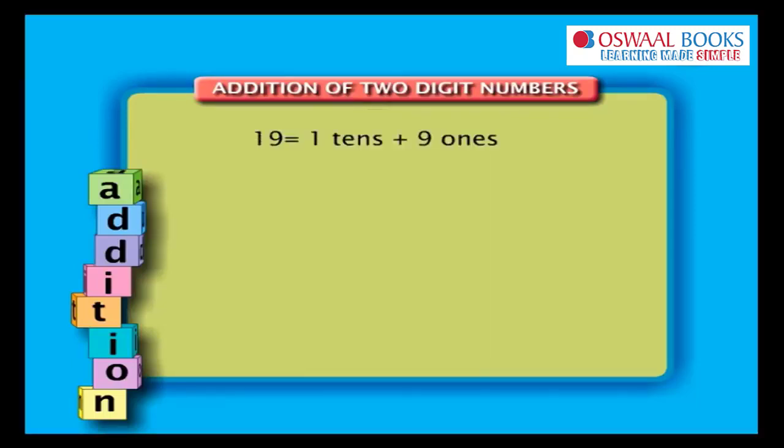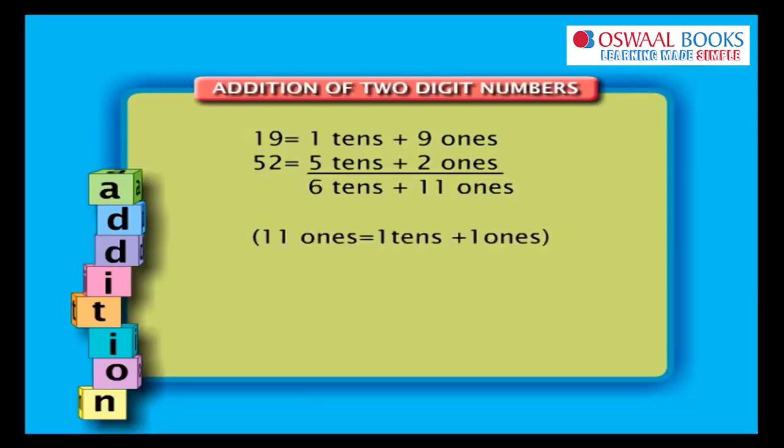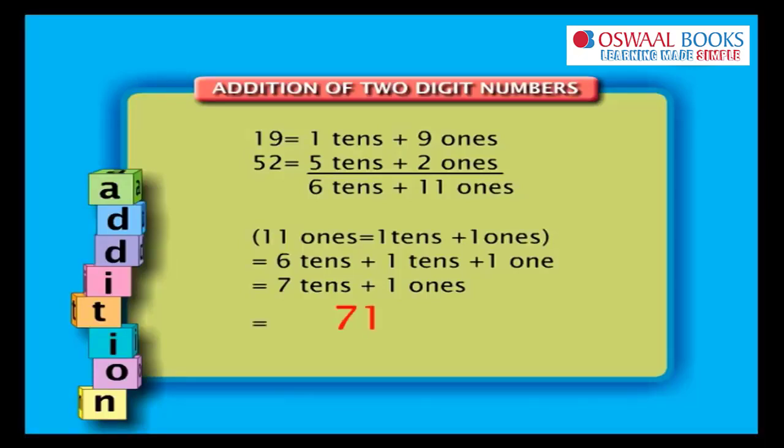Method 2. 19 is equal to 1 tens plus 9 ones. 52 is equal to 5 tens plus 2 ones. Totally, we have 6 tens and 11 ones. 11 ones can further be split into 1 tens and 1 ones. Add this 1 tens to 6 tens. We get 7 tens, and the remaining ones is 1. So, we get 7 tens and 1 ones, which is equal to 71.